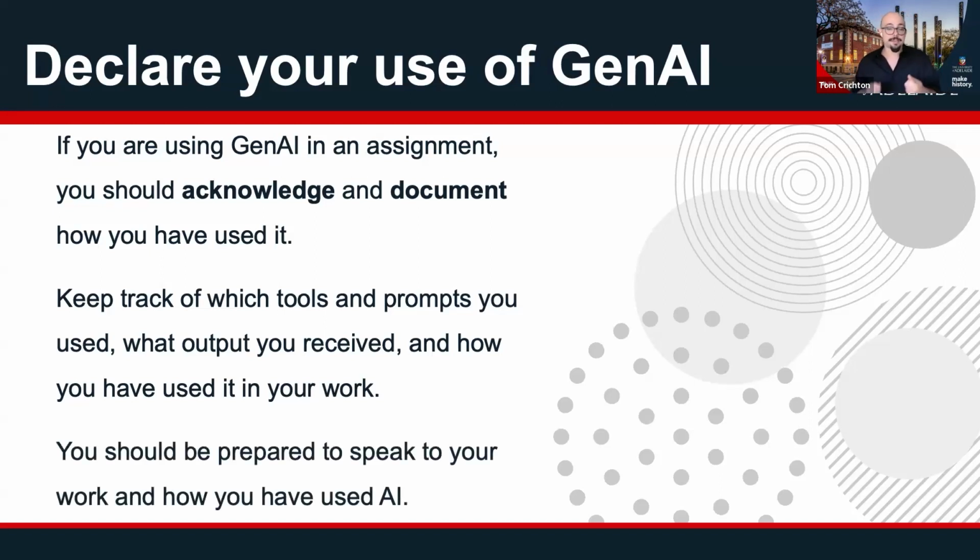Because ultimately, in most of the assignments where you are allowed to use AI, you will be expected to speak to your work in some way. So you should be prepared to be able to speak to your work and how you have used AI. Ultimately, as I said, with a human in the loop, you are responsible and accountable for what you create with AI. And so you should document how you have used it, in order to be able to speak to how you've used it and what is your work, what is AI's work, where have you collaborated with AI to actually create something.